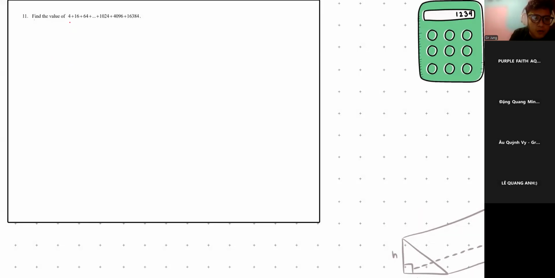Find the value of 4 plus 16 plus 64. So as you can see, the number in every term multiplies by 4, right? By 4, by 4, by 4, by 4, by 4, right? So the missing number here should only be 256, if I'm not wrong, right? 64 times 4, that's 256. Then if we multiply it by 4 again, it would result to 1024. Then 1024 times 4 would be 4096. And then 4096 times 4 would be 16384. Okay?